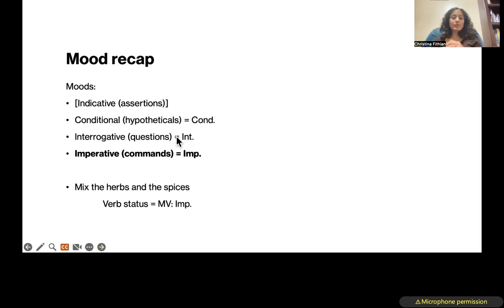Okay, last little bit is the mood recap. So we've seen a few different moods. We've seen indicative, conditional, interrogative, and finally, imperative. We're going to add IMP. So if I have a sentence like this, mix the herbs and the spices, the verb status is going to just be main verb, imp.